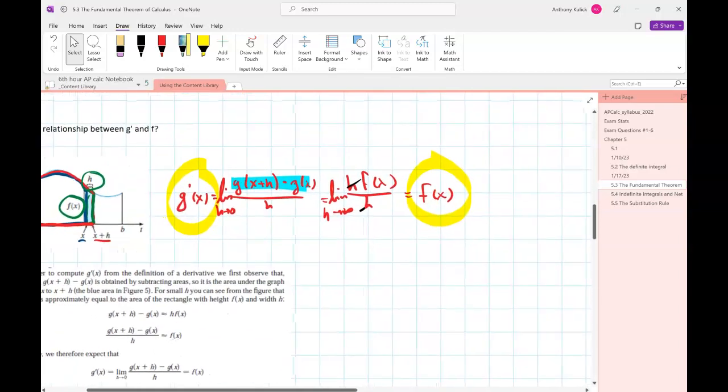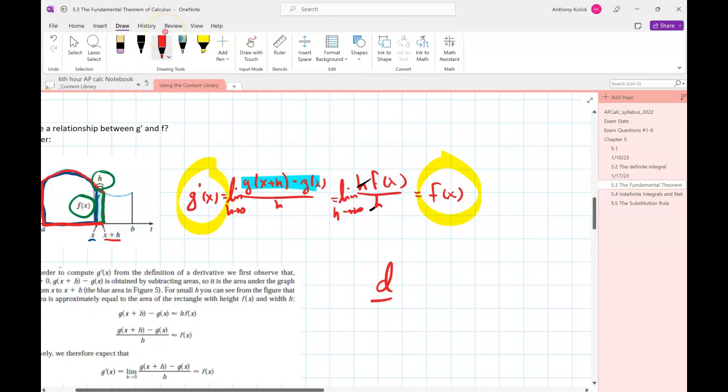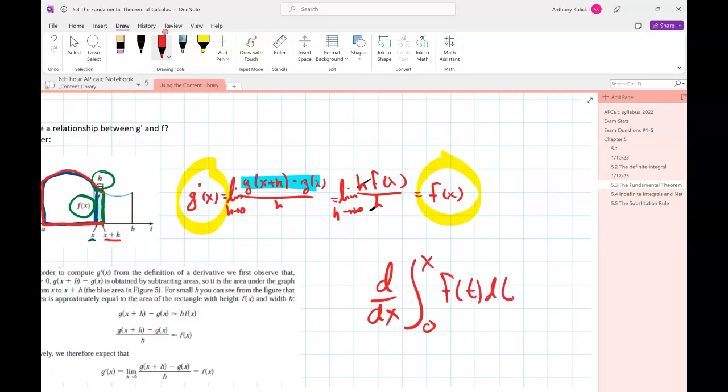So what are we saying then? We're saying that d dx of the integral from 0 to x of f of t dt is just f of x. What's going on here? The integral is being canceled out by the derivative. That's the takeaway, that these two are inverse operations.